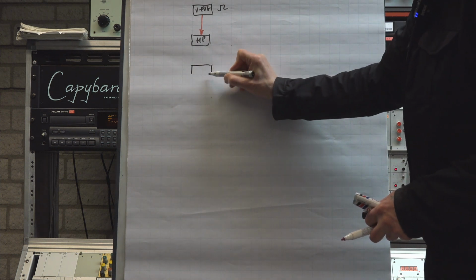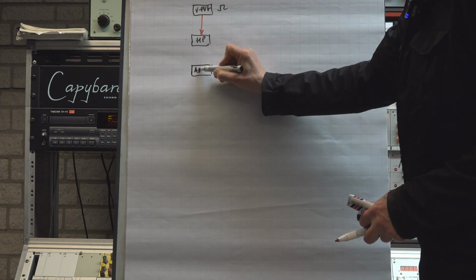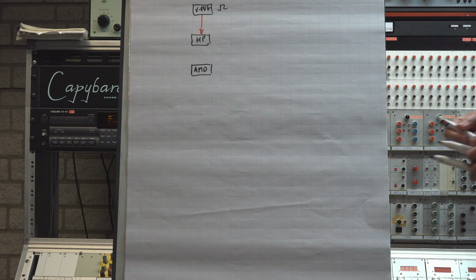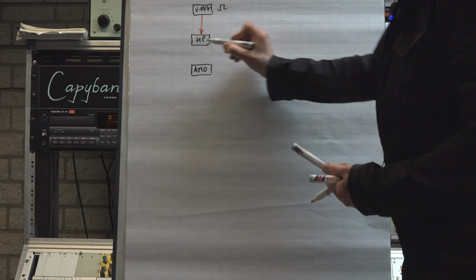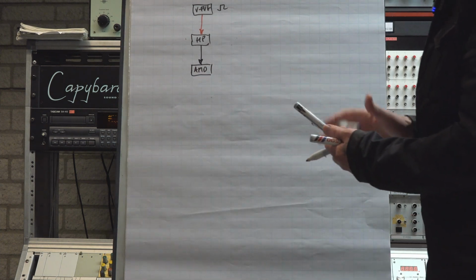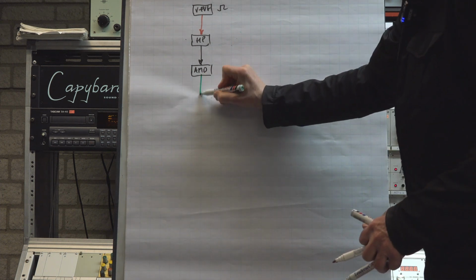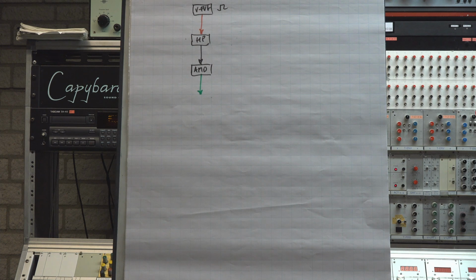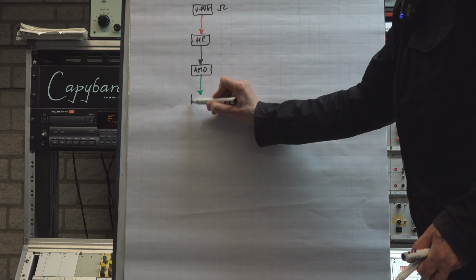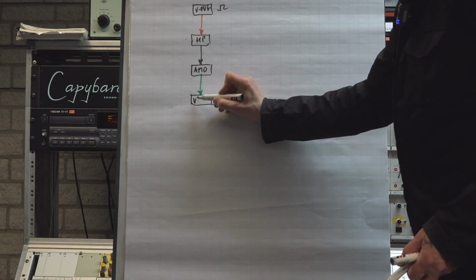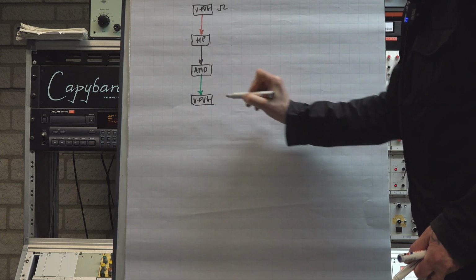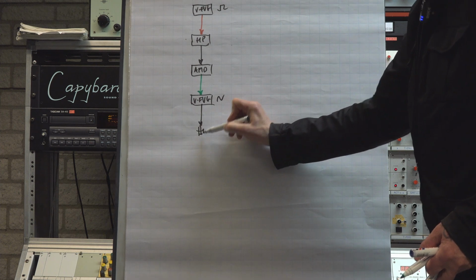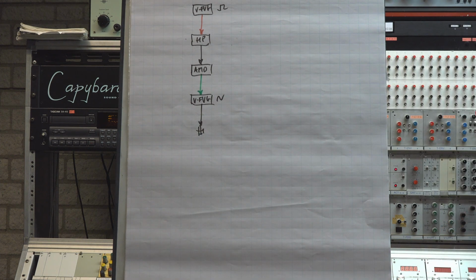From there I go to an amplitude demodulator. That's an audio signal, so I use black. From there I have a voltage, and that voltage in this case goes to another function generator which gives me a sine wave, and that went to the mixing desk.